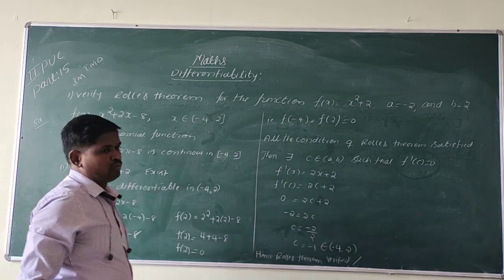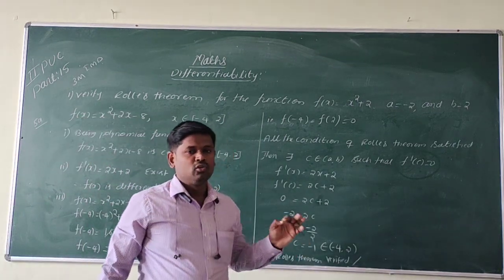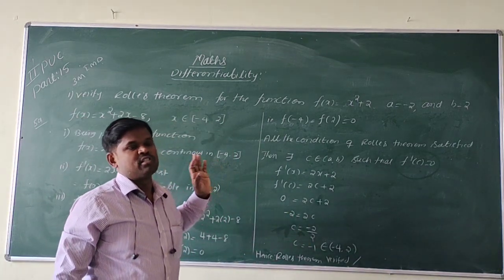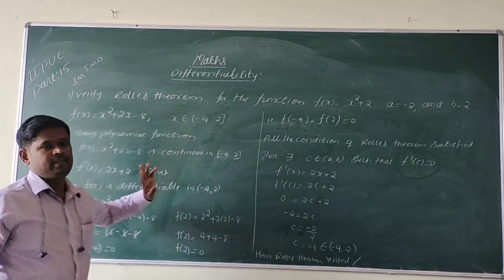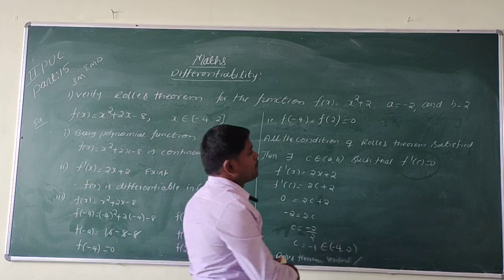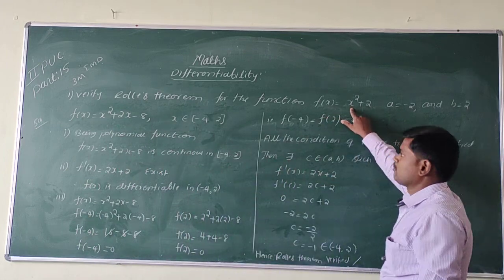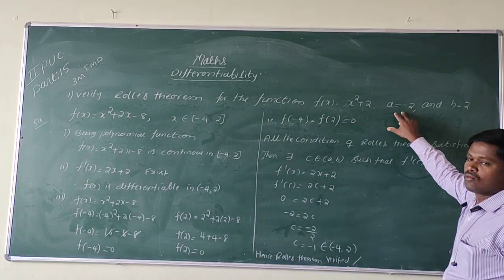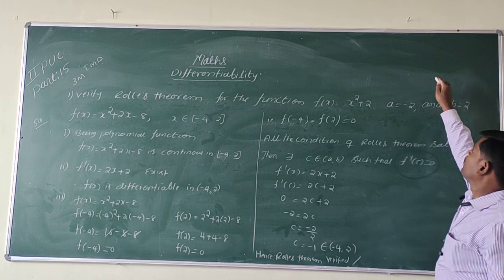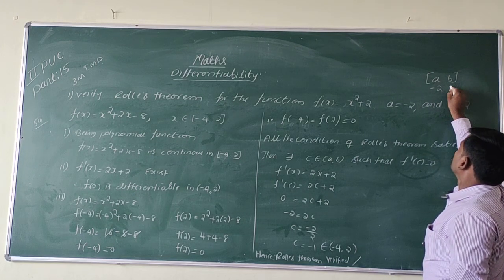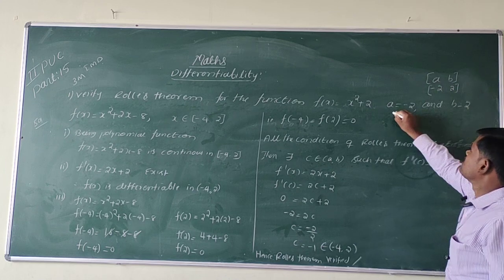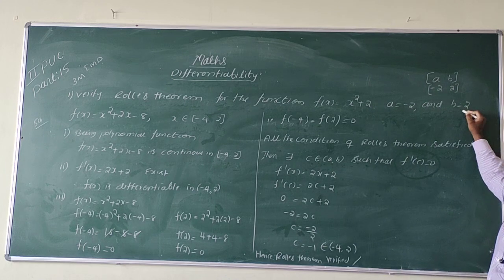So you must and should know the statement of Rolle's theorem. First, in the Rolle's theorem, the statement must be correct. The given function is f of x equal to x square plus 2. Instead of giving the interval a comma b, that is minus 2 comma 2, if they say a is equal to minus 2, b is equal to 2, you consider that.